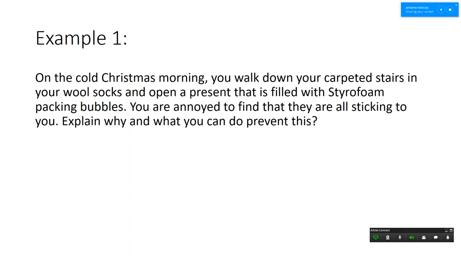Now, the answers I got yesterday were silly. They're like, well, don't wear wool socks. But you love your wool socks. It's Christmas. It's tradition. You have to wear them. So what do you do to circumvent that? So without changing your socks, without recarpeting your house, what would you do? Yeah, exactly. You would ground yourself.